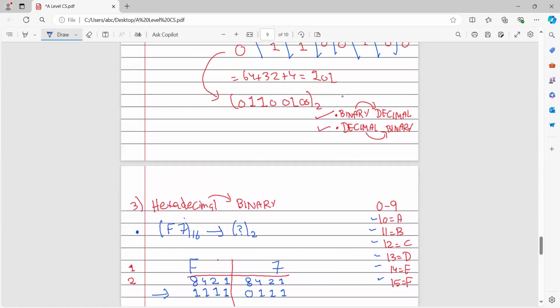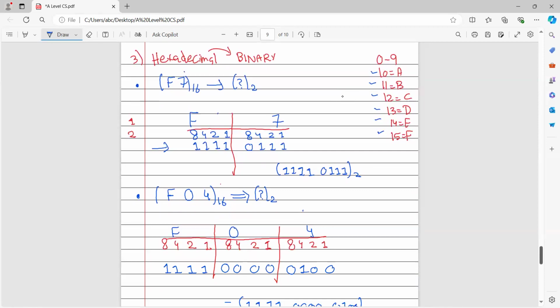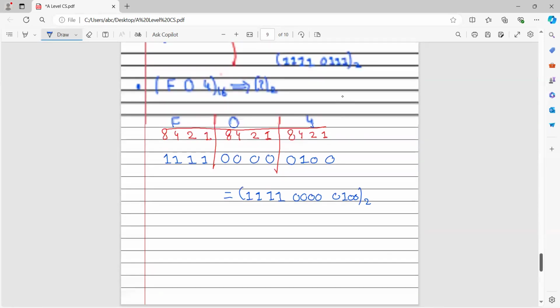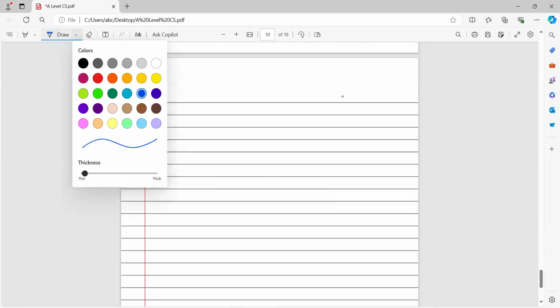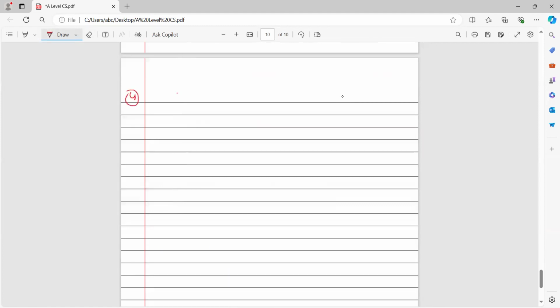So binary to decimal is done, decimal to binary is also done, hexadecimal to binary is also done. Now let's work on if you want to convert a value from binary to hexadecimal. That means that I am converting from base 2 to base 16.